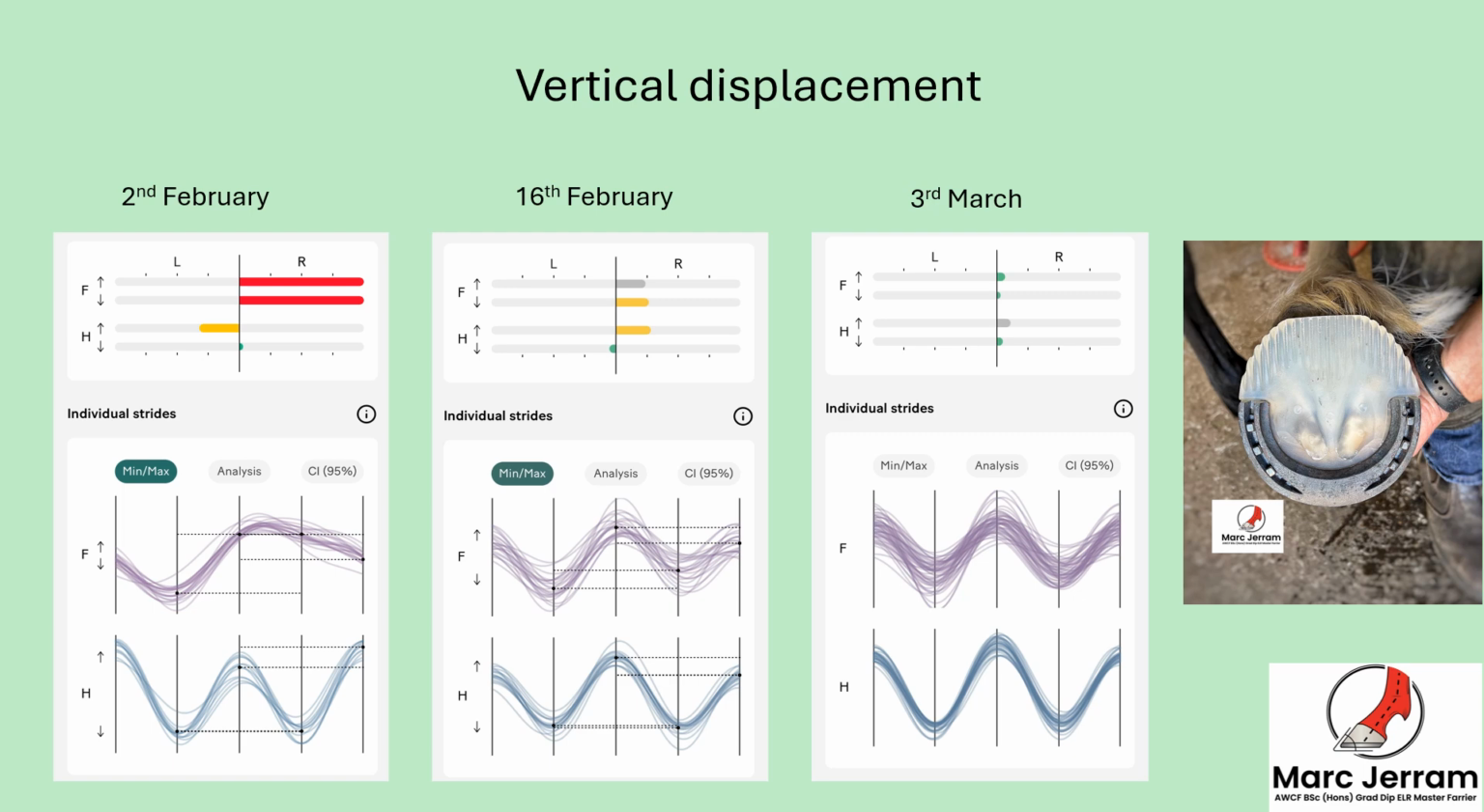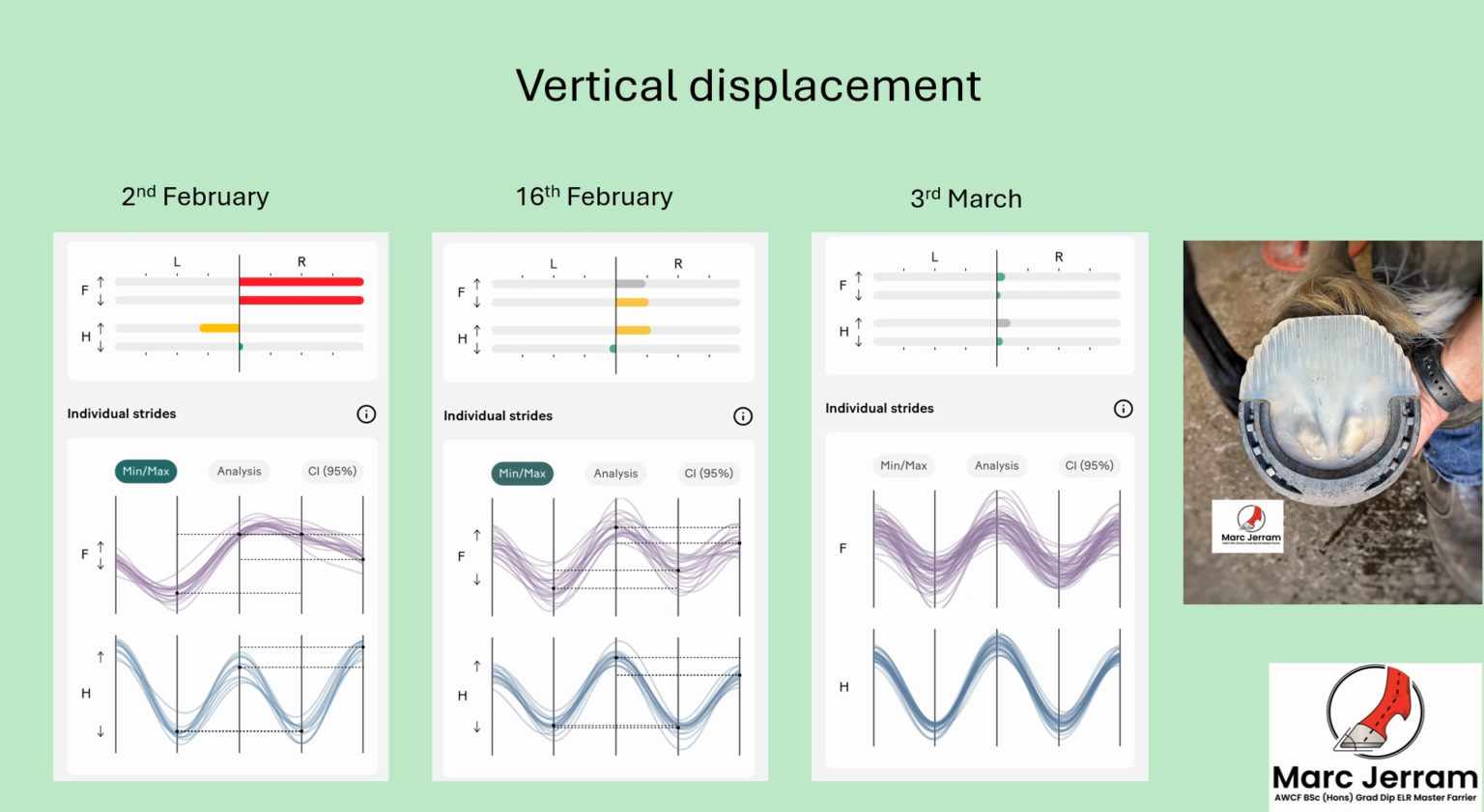In terms of the raw data, we look at the output here. We can see the bars show the level of asymmetry at the top. Initially it started off very much in the red, before going into the yellow and then into the green. Then we look at the stride patterns underneath in terms of the vertical displacement.